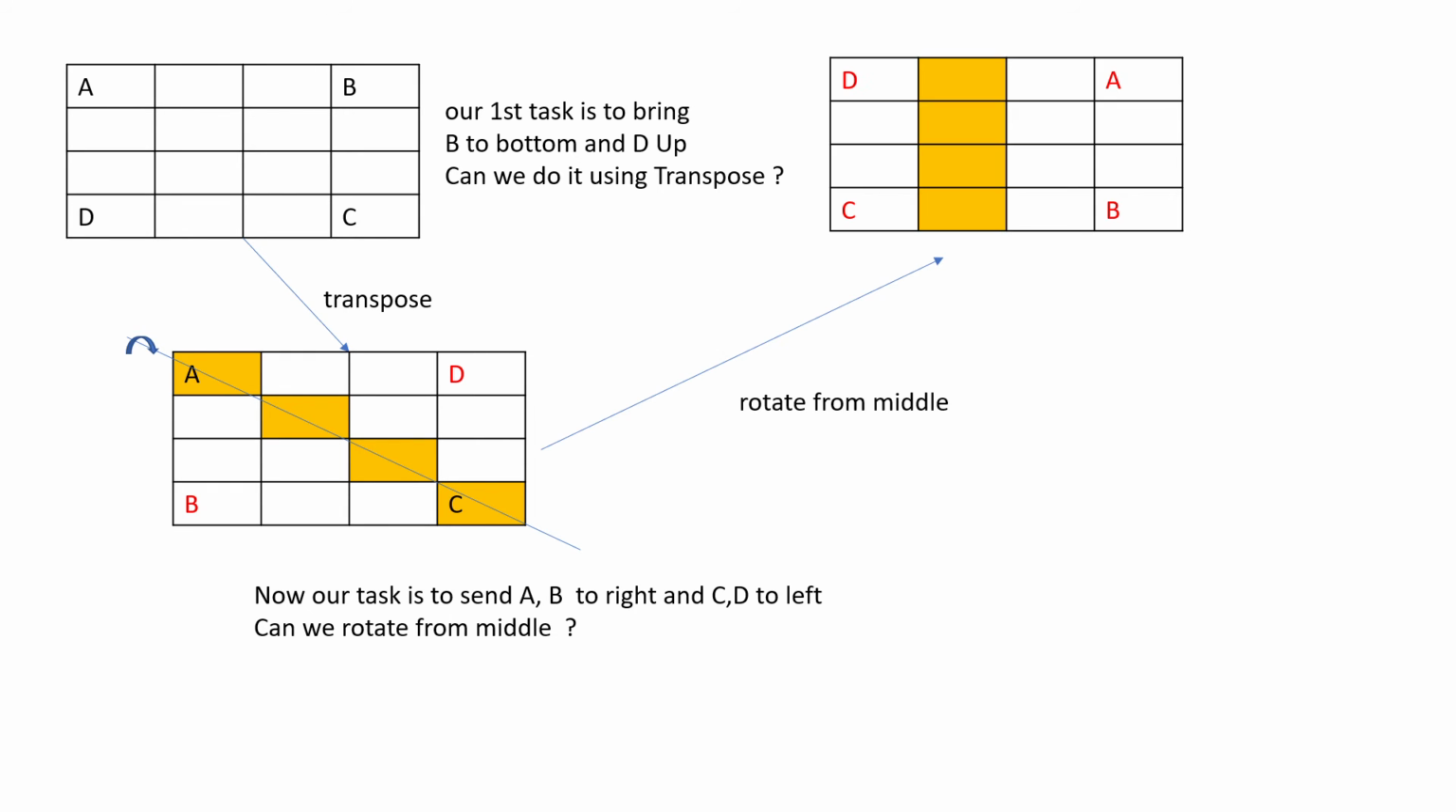Yes. If we rotate from the middle, our matrix will look like this, and that is what we wanted: A to move here, B to move here, C to move here, and D to move here. So these two operations can constitute rotating the matrix in place, right? There's no doubt in that. Yes. So how will the code look?